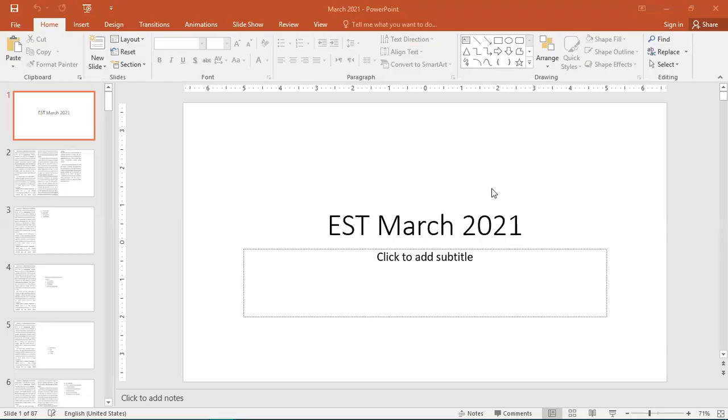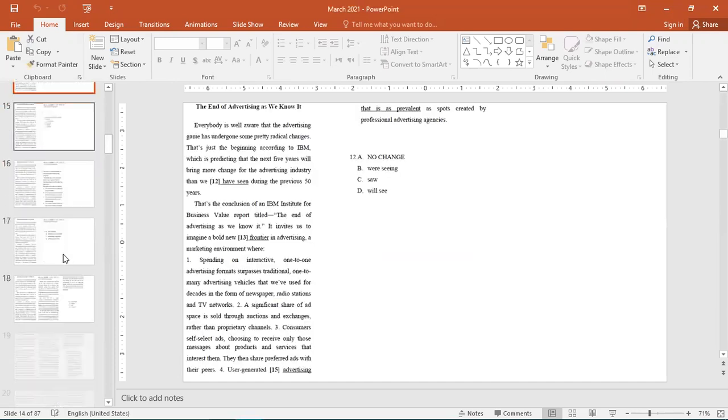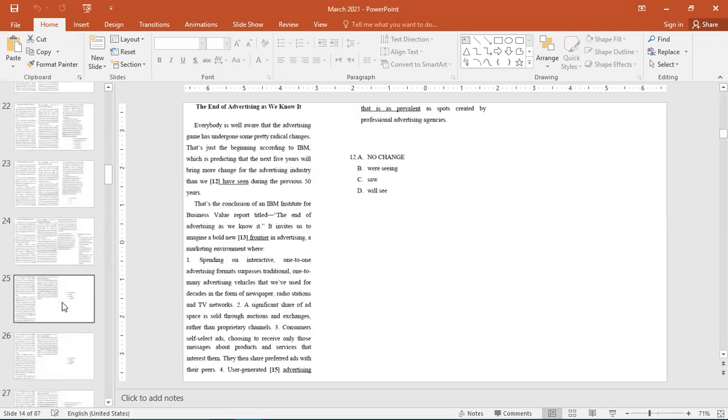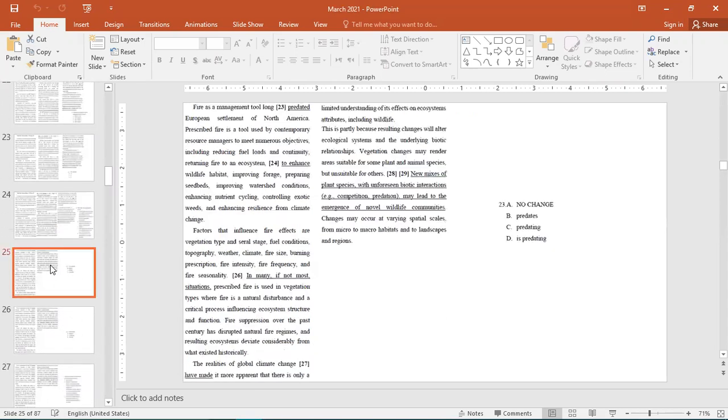I got a couple of questions on the Telegram group concerning March 2021. The first question was asking about number 25. In number 25, I was asked why the answer is B and not C.